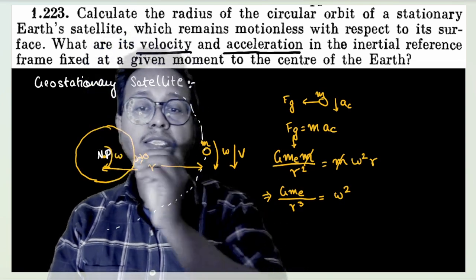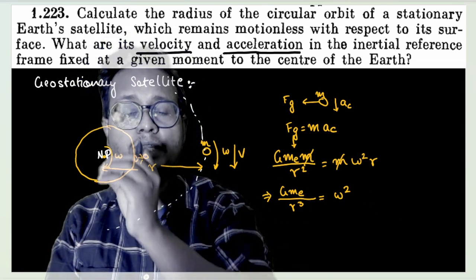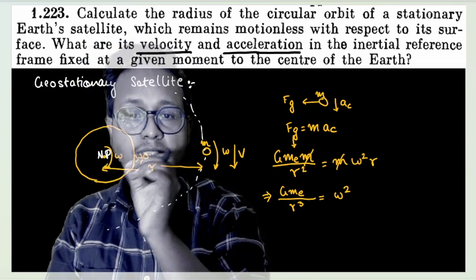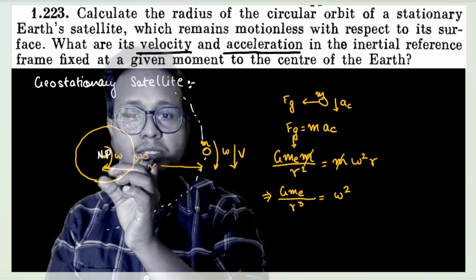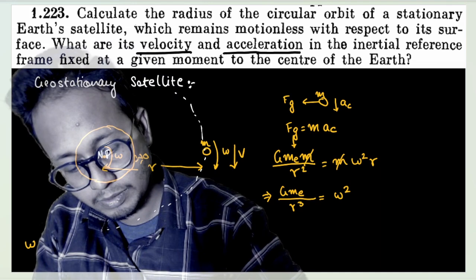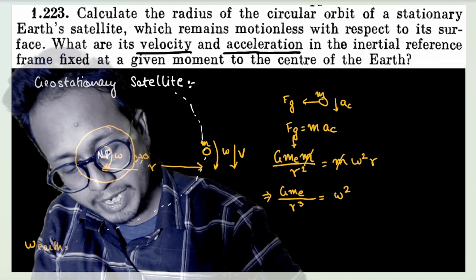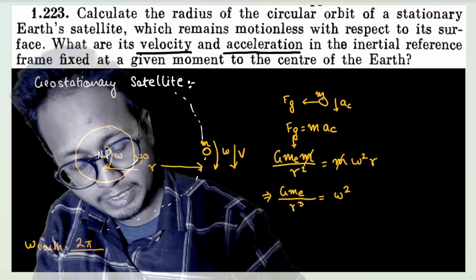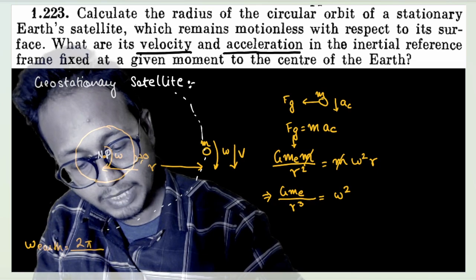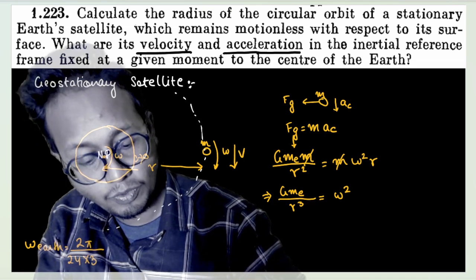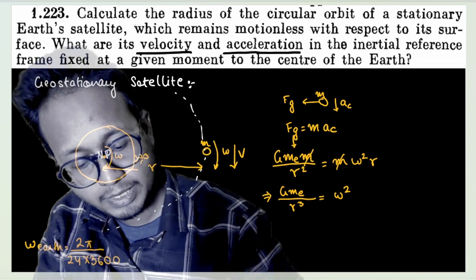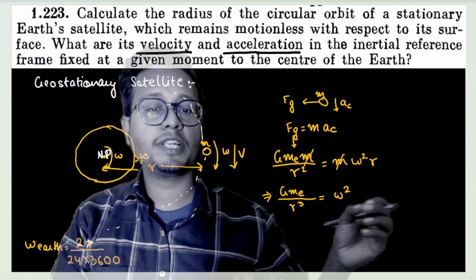Omega is the same angular velocity as that of Earth, which is 2 pi divided by 24 hours into 3600. 24 into 3600 is the number of seconds in a day. So the angular velocity of Earth is 2 pi radians, the angular distance, divided by the time taken to complete it, which is 24 hours. To convert 24 hours into seconds, I multiply by 3600. So you already know the angular velocity.